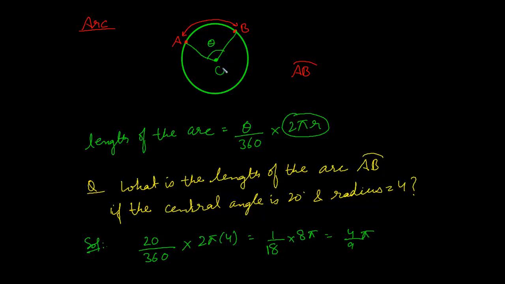And similarly, this area AOB is known as the sector of the circle. So we have something known as a sector. Let's see what this sector is. The sector of a circle is this part AOB.